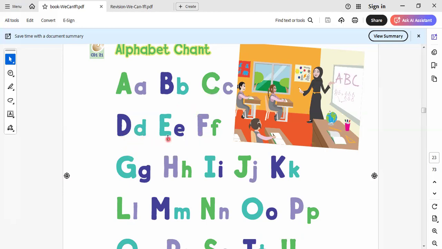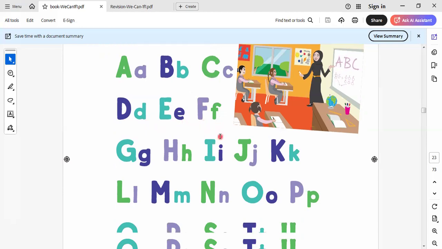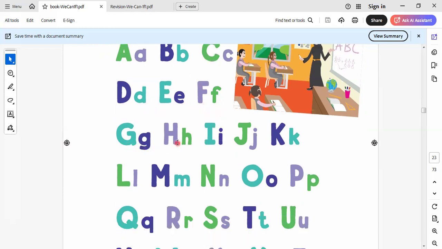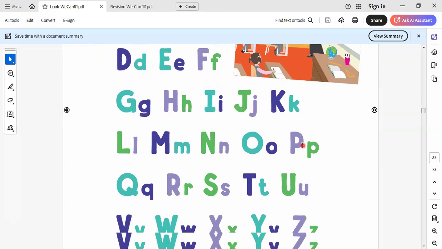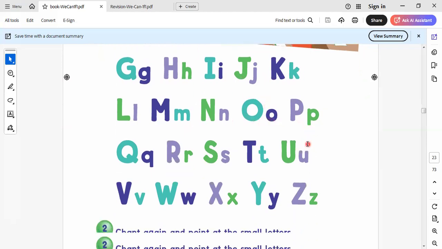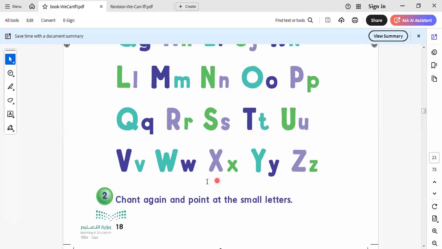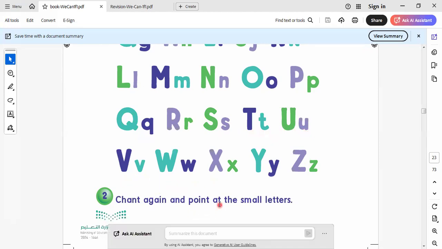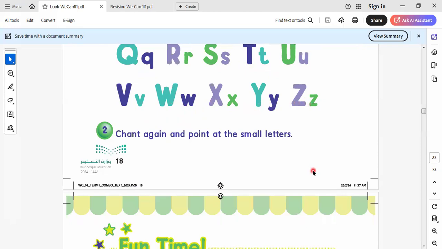Capital D and small d, capital E and small e, capital F and small f, capital G and small g, capital H and small h, capital I and small i, capital J and small j, capital K and small k, capital L and small l, capital M and small m, capital N and small n, capital O and small o, capital P and small p, capital Q and small q, capital R and small r, capital S and small s, capital T and small t, capital U and small u, capital V and small v, capital W and small w, capital X and small x, capital Y and small y, capital Z and small z.